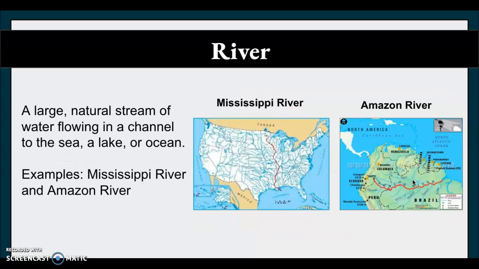Rivers are large natural streams of water flowing in a channel to the sea, lake, or ocean. Some examples are the Mississippi River in North America and the Amazon River in South America. Here in North America, the Mississippi River starts in the north and then flows out to the Gulf of Mexico. If you've been to New Orleans, you may have seen the Mississippi River close to the mouth of the river. And the Amazon River flows out toward the Atlantic Ocean.